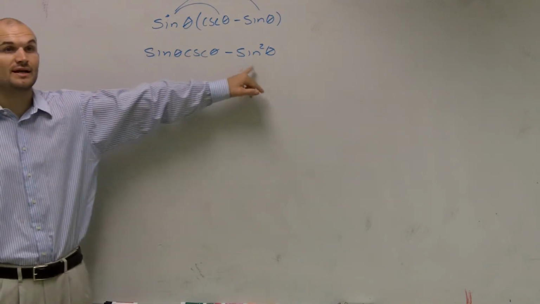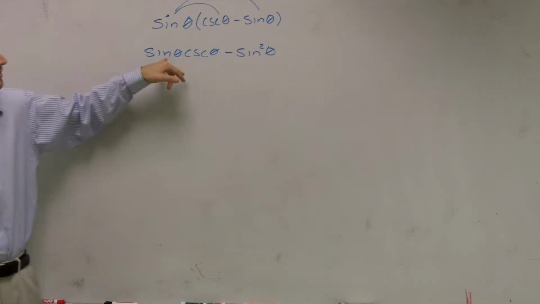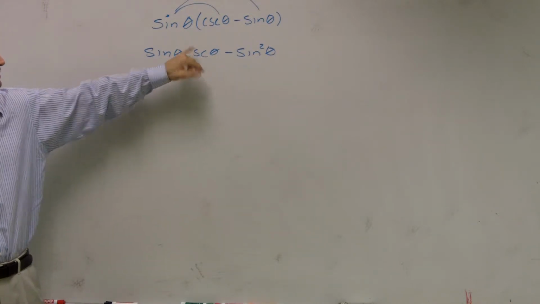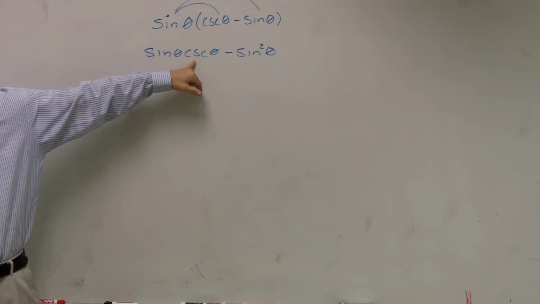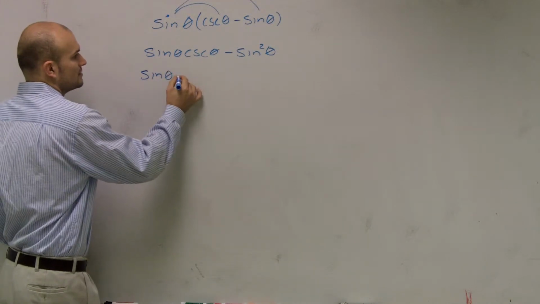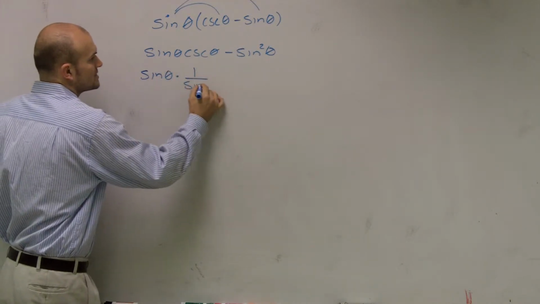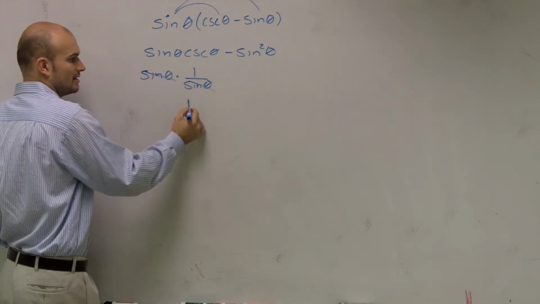Now I do have an identity which I might want to use. I'm probably going to want to transfer over to cosine. And then I see, can I change anything with this? Well, how can I rewrite cosecant? 1 over sine. So I can write sine of theta times 1 over sine of theta. That's obviously going to cancel out, right? And leave us with 1.